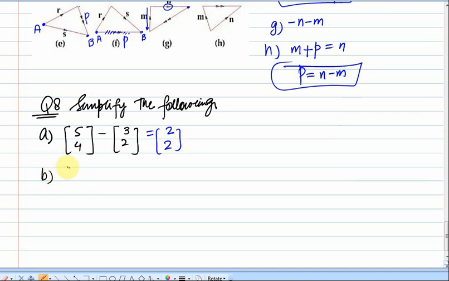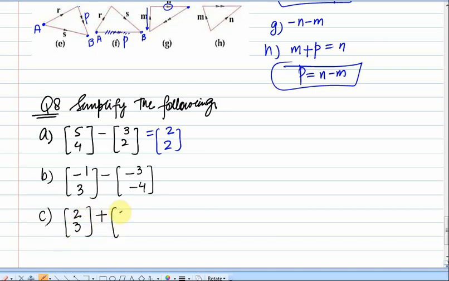B. Minus 1, 3, minus 3, minus 4. Start. After B, start part C.